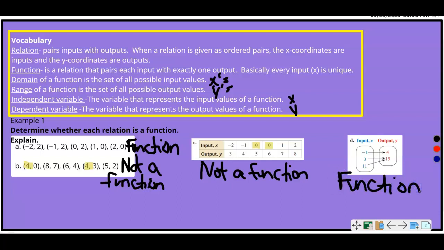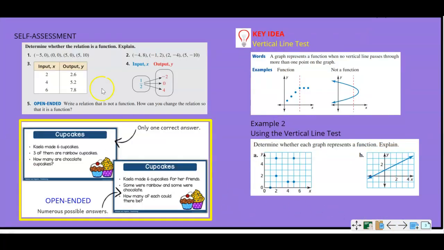So as you can see, the output or the y values, they can repeat. But to determine whether something is a function or not, you only need to look at the x values or the input values. All right, self-assessment. Take a minute, pause the video, and see if you can determine whether these are a function or not.